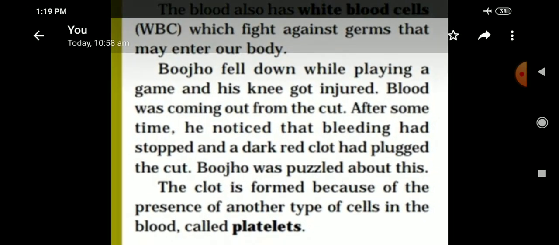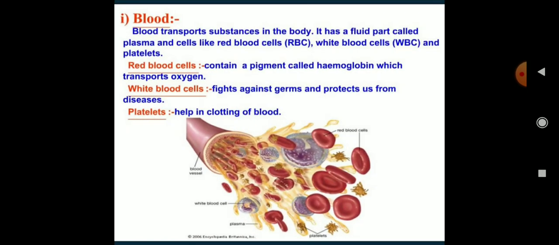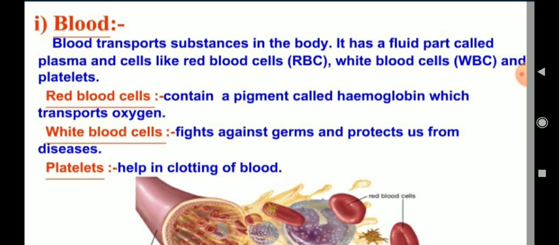The clot is formed because of the presence of another type of cells in the blood called platelets. Okay, next, listen, all of you see blood. The blood transports substances in the body. It has a fluid part called plasma and cells like red blood cells (RBC), white blood cells (WBC) and platelets.